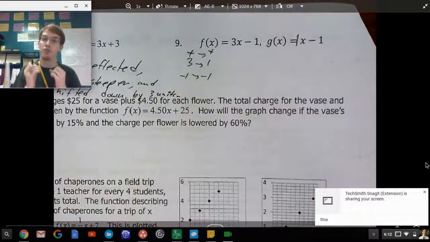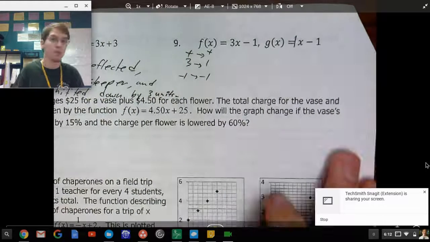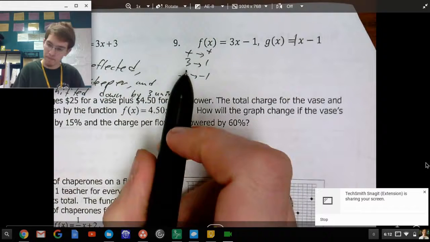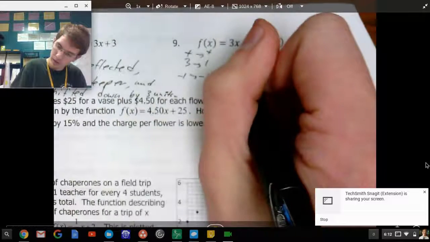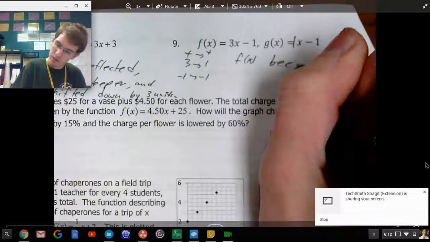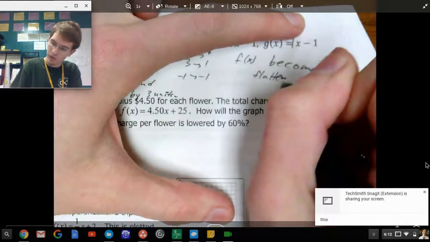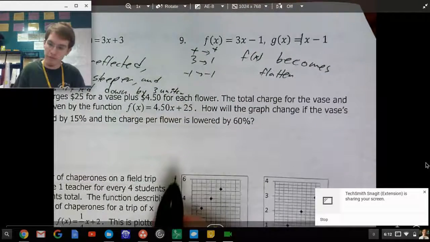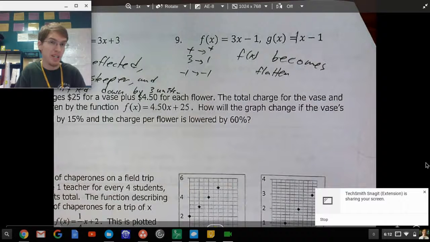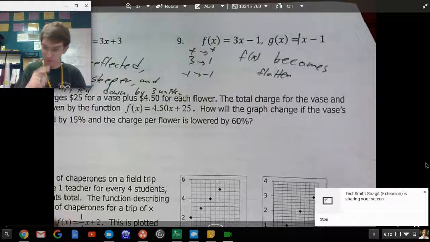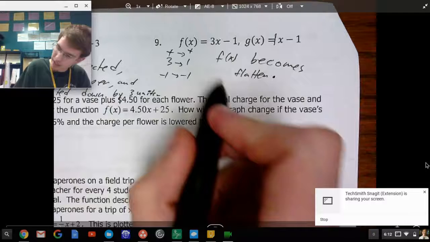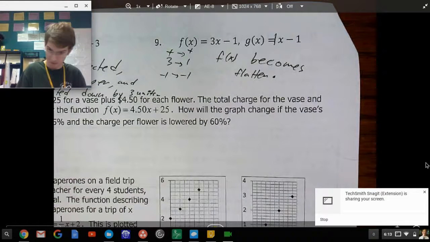Positive does not reflect. So no reflection. I don't have to worry about that at all. Check. Taking care of that. 3 to 1 tells us that it becomes flatter. Okay. And then from -1 to -1, is that shifting up or down? Actually, neither. It's not changing at all. So f of x becomes flatter, that's our total answer right there.